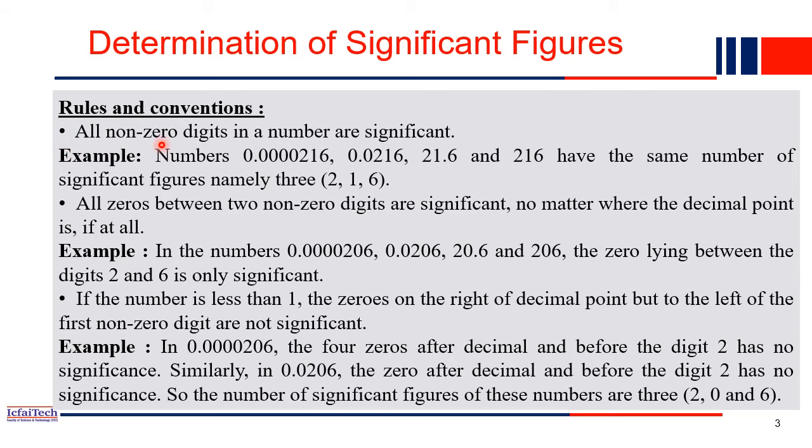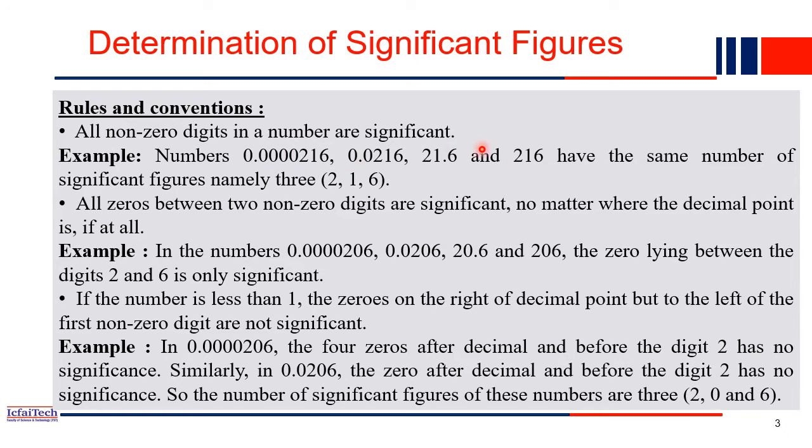The first rule is that all non-zero digits in a number are significant. All non-zero digits means apart from zeros, any digit in a number must be significant. For example, if you are measuring some distance, or maybe an angle in degrees or radians, you have a number such as this. If you convert, for example, this millimeter value into centimeter or meter, basically you are multiplying or dividing it by 10, 100, and so on, right?